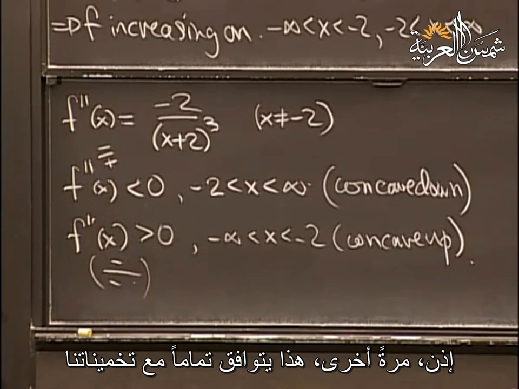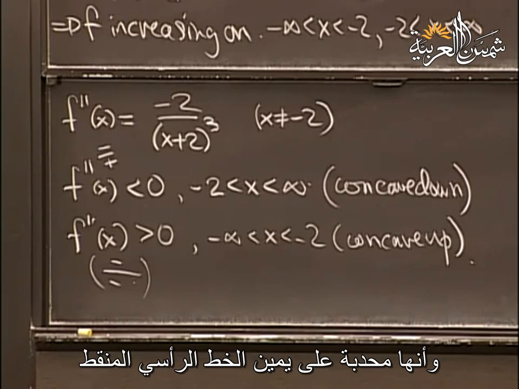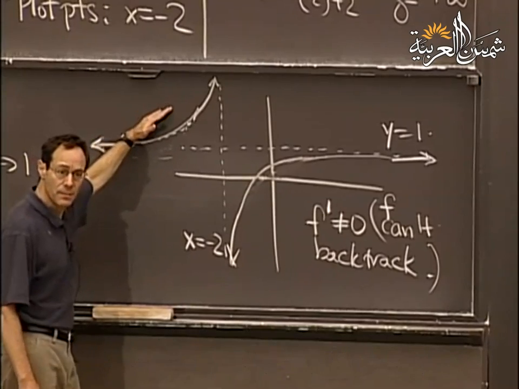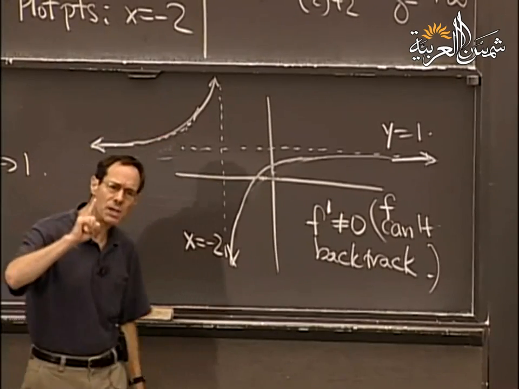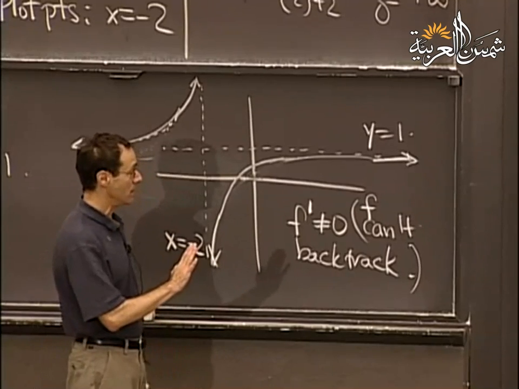All right, now again, this is just consistent with what we already guessed. And of course, we already know it in this case if we know that this is a hyperbola. That it's going to be concave down to the right of the vertical line, the dotted vertical line, and concave up to the left. So what extra piece of information is it that this is giving us?